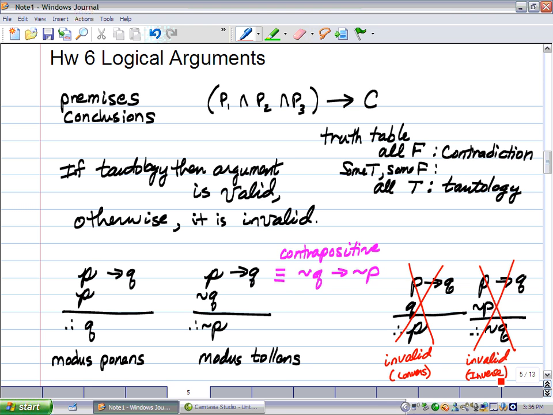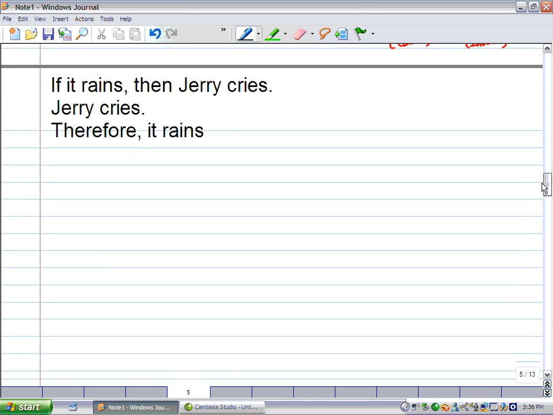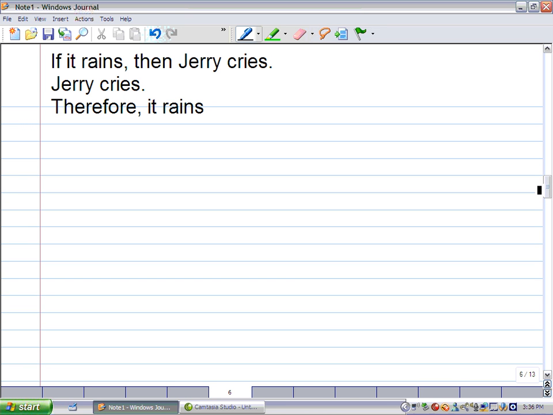So we'll look at a couple of examples using both the truth tables and the argument method, the modus ponens and tollens, to determine if an argument is valid or not. Okay, the first example we're going to look at is: if it rains, then Jerry cries. Jerry cries, therefore it rains. These two are our premises. So I have two premises in this case and one conclusion.